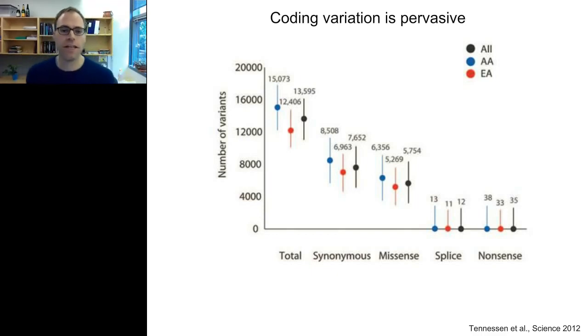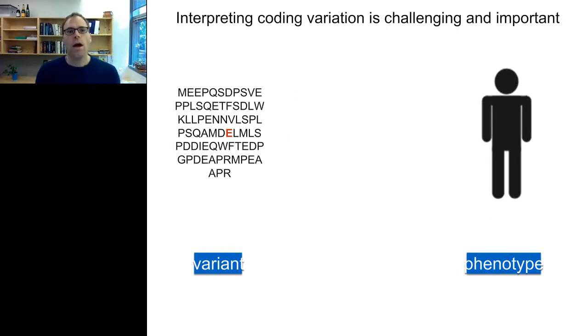One additional interesting thing that came out of this work, and has since been validated by many others, is that much of the variation that we see is rare, and in particular the variation that might be functional or might be damaging. That's overwhelmingly rare. So what's true is that interpreting coding variation is both challenging and important.